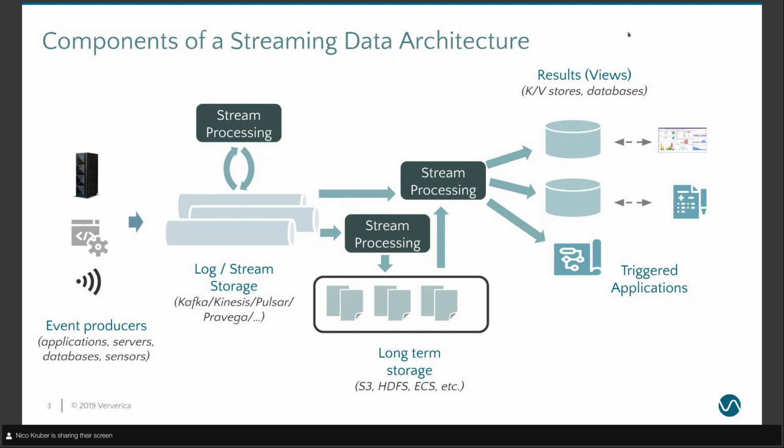At the start, on the left-hand side here, there's usually something producing an event. It could be an application that is sending something. It could be a sensor that is generating some reading. It could be anything, basically. It could also be anywhere. So something is creating an event. Then usually you put this event into some log or some stream storage. Typical examples for such storage systems would be Kafka, Kinesis, Pulsar, Pravega, and others. So events basically flow into those logs and can then be consumed by a stream processor.